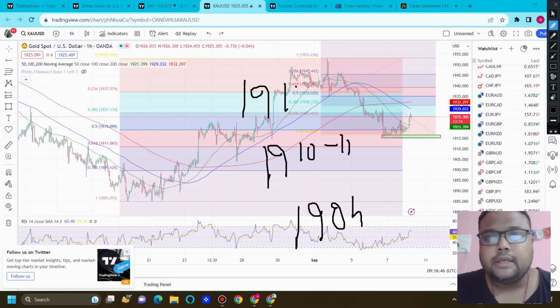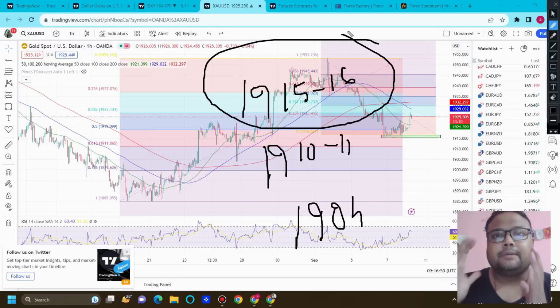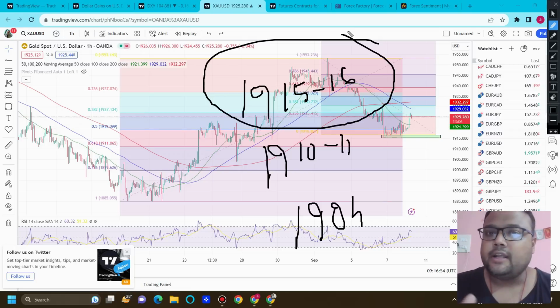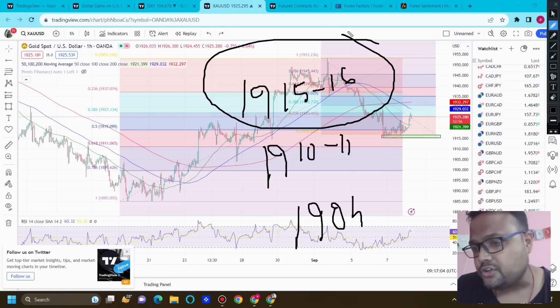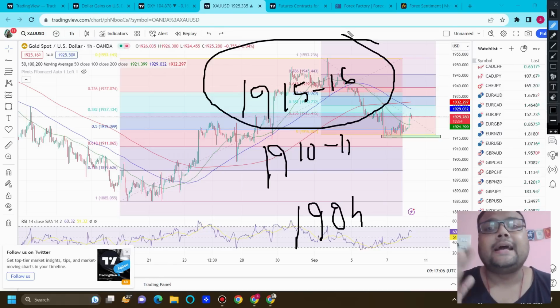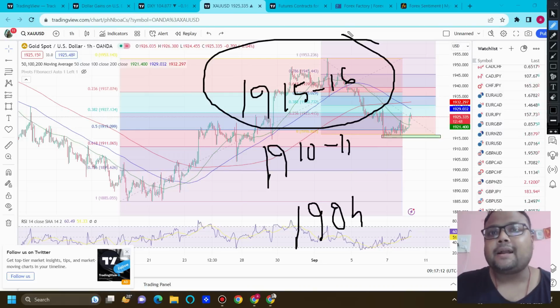The first support is around 1915 to 1916, where the market is trying to take support and trying to change the structure here. So it is a very important level right now, 15 to 16. During the day, if the market comes down, observe the market around this area. If you see the market is taking support, showing price rejection from below, you can go for a buy at the 1915, 1916 level.